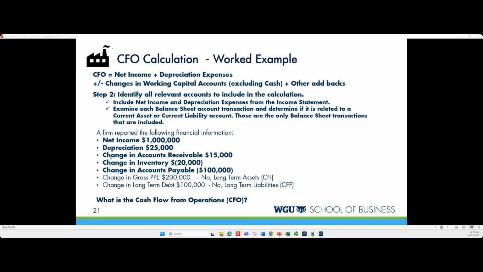So we know net income is relevant. Depreciation is relevant. Accounts receivable, that is a current asset. That's relevant. Our inventory, that's a current asset. That's relevant. Accounts payable, that's a current liability. That's relevant. The last two transactions, change in gross PPE, that's not included. That's a long-term asset. That's going to show up in cash flow from investing. And then our change in long-term debt, that's a long-term liability. That's going to show up in the cash flow from financing.